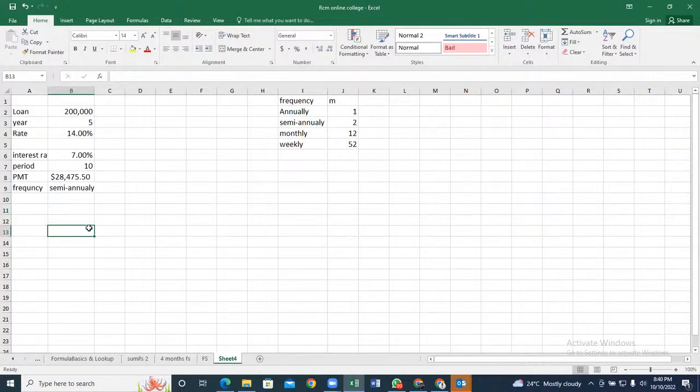Number one, we are going to start with the period column. Then we move to opening balance. From opening balance, we are supposed to move to periodic payment, that is PMT. Then we move to interest.